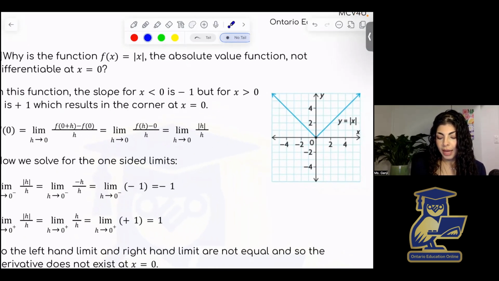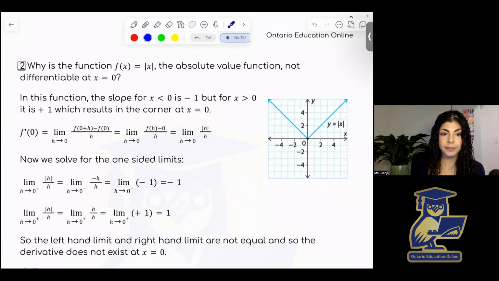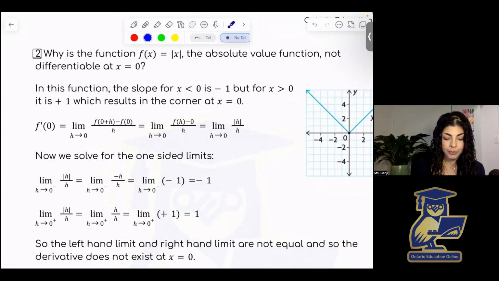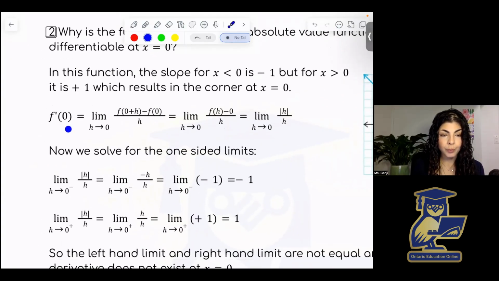But for x greater than 0, the slope is 1, which results in that corner there to begin with. Now, f prime at 0, which is the x is 0 that we're trying to find, is given by this definition of the derivative, so f of 0 plus h minus f of 0. But this part is just f of h, and the 0 is just 0. So we're left with f of h over h.